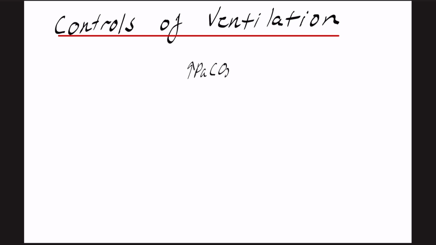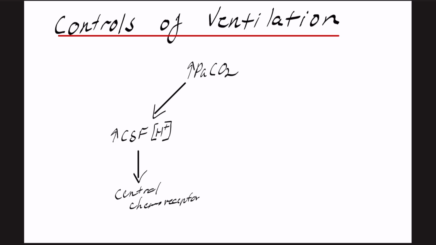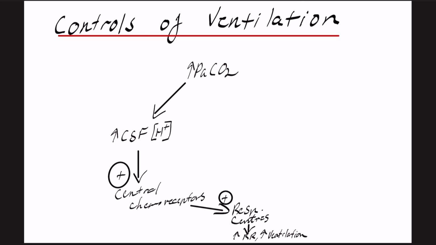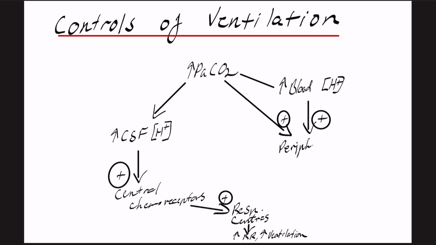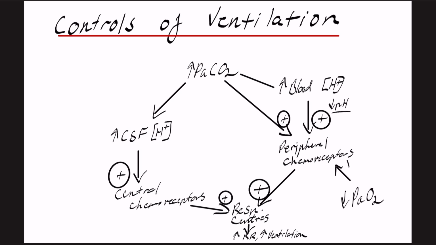So we'll just summarize the previous two videos that I made. We know that the increased PaCO2 in the blood leads to increased hydrogen ion concentration in the CSF, leading to stimulation of the central chemoreceptors. This then leads to stimulation of the respiratory centers in the pons and medulla, which then leads to increased respiratory rate and increased ventilation. PaCO2 also leads to increased hydrogen ions in the blood, which is also a stimulus for the peripheral chemoreceptors, as well as PaCO2 itself being a stimulus for peripheral chemoreceptors. And then the other stimulus is the PaO2. So these all lead to stimulation of the respiratory centers, leading to increased respiratory rate and ventilation as well.